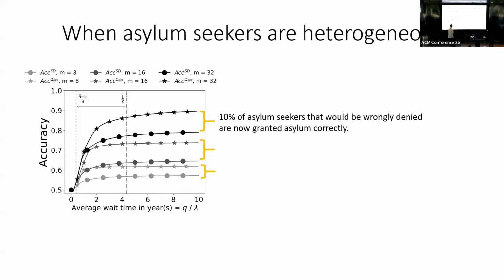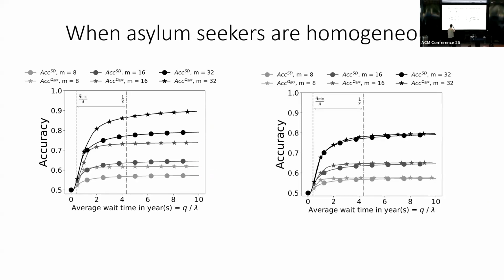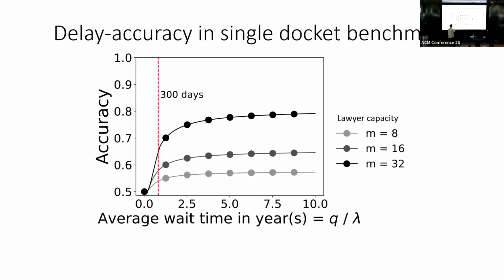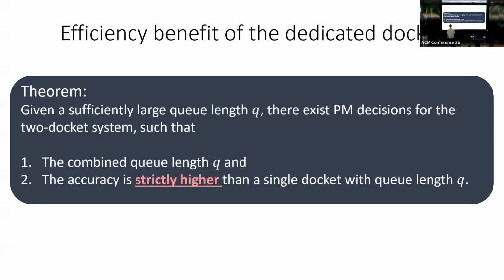And our next question is, will the introduction of a fast-tracking queue improve such trade-off? Here I'm only showing a single docket case, whether a fast-track queue can improve it. We answer affirmatively by stating the following theorem.